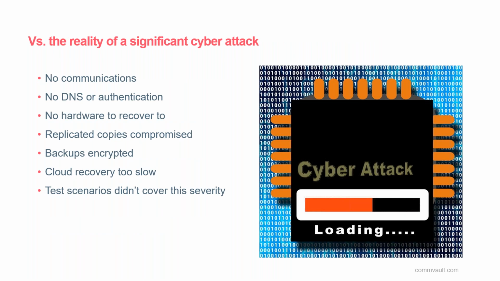Because the reality of a significant cyber attack means that organizations don't have any communications. There's no network, there's no DNS, there's no Active Directory, potentially even no hardware to recover, because it's not possible to salvage it. Ransomware is so embedded that if we can't use it for recovery, we can't use it again. All of our replicated copies are compromised. There's nothing to say that backup copies, if they're not properly isolated, couldn't also be encrypted.